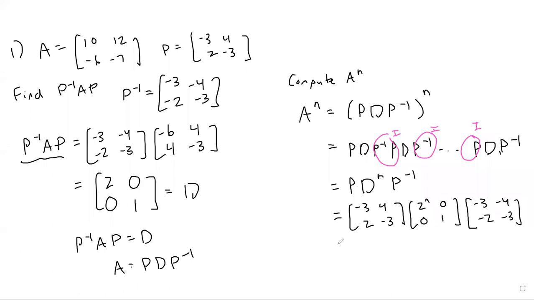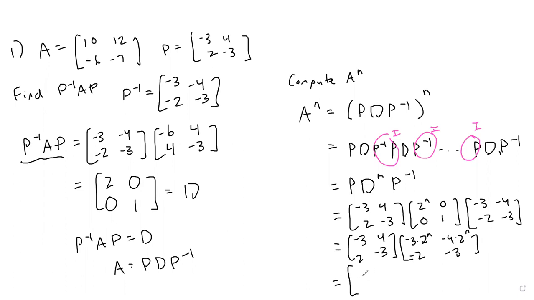And then we just need to clean this up a little bit. So I'll get negative 3, 4, 2, and negative 3. And then I will multiply this diagonal through. So negative 3 times 2 to the n, negative 4 times 2 to the n, and then negative 2 and negative 3. And then now just finally multiply this out.